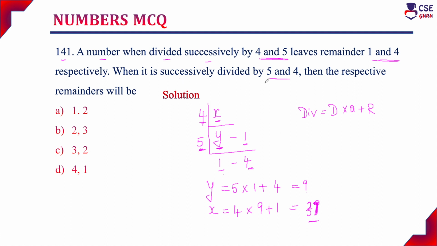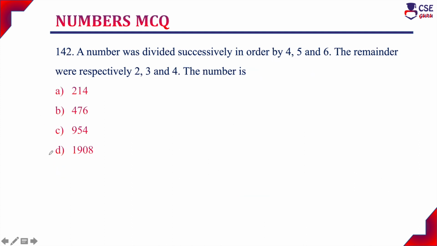When it is successively divided by 5 and 4, then the respective remainders will be? Consider the number 37. When it is divided by 5 first, 7 times 35, the remainder is 2. Again, when it is divided by 4, 1 time, the remainder is 3. So the first remainder is 2, the second remainder is 3. So the correct answer is option B, 2 and 3.